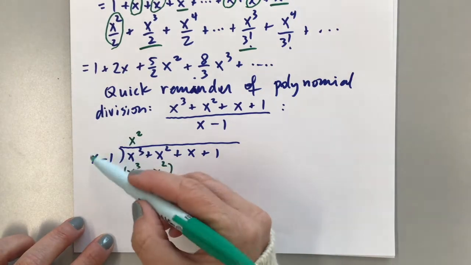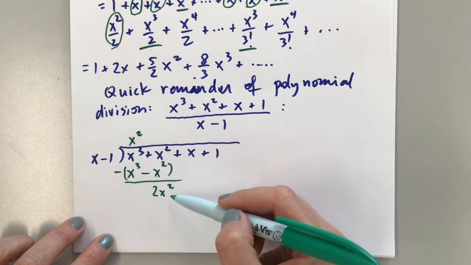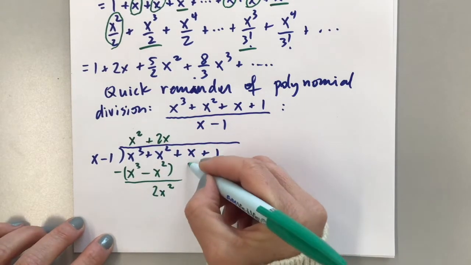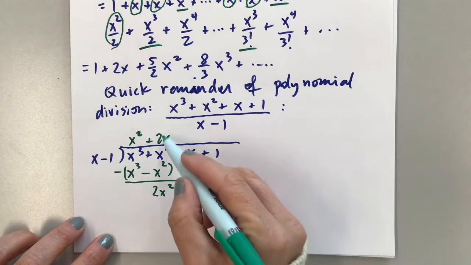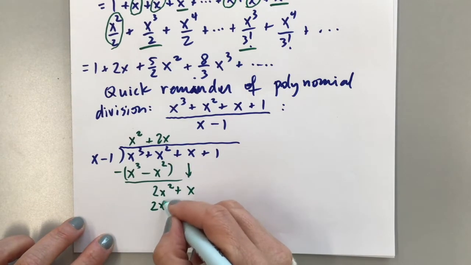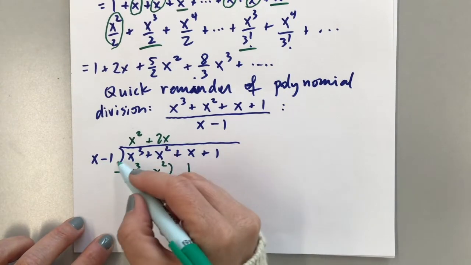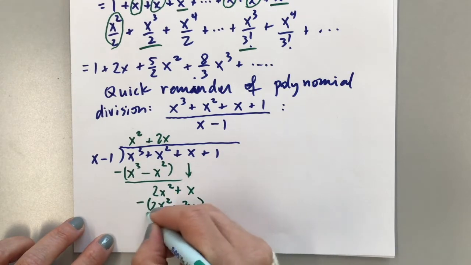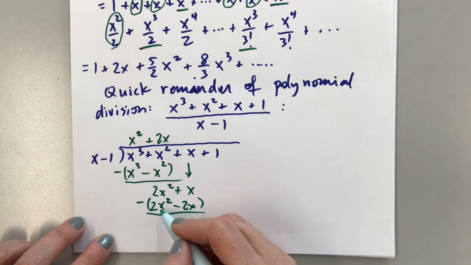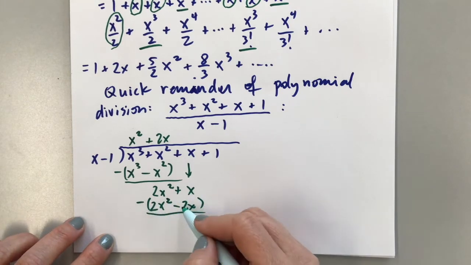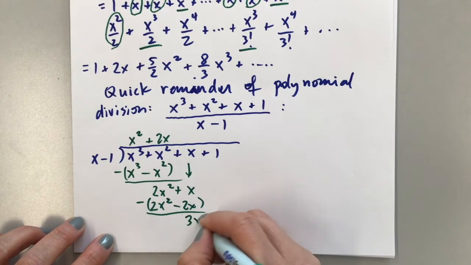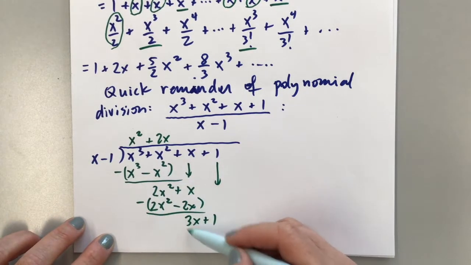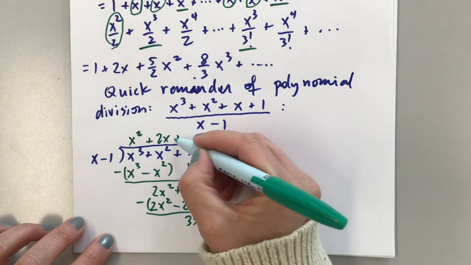And then we say, okay, x times what is 2x squared? So that's going to be plus 2x. And then we'll bring down this x right here. Multiply 2x squared minus 2x times 1, so minus 2x. Subtract. So 2x squared minus 2x squared is 0. X minus a negative 2x is going to be 3x. Bring down the plus 1. So x times 3 is going to be 3x, so plus 3.